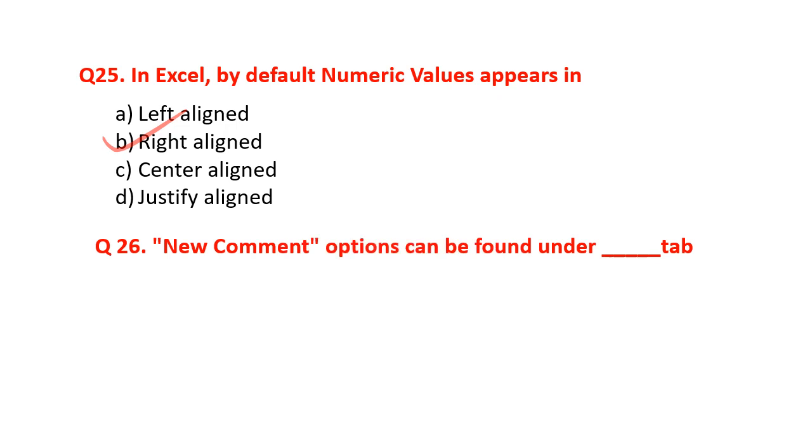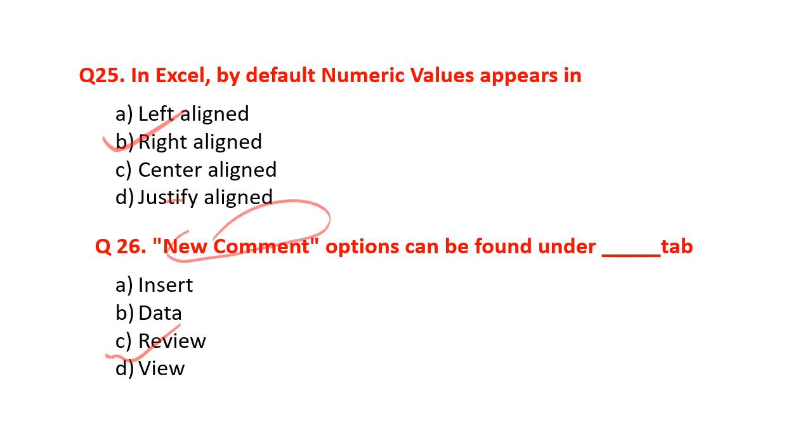New comment options can be found under dash tab. Right answer is option C in the review tab. So new comment can be found in the review tab.